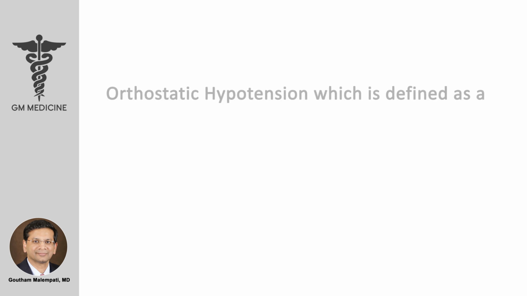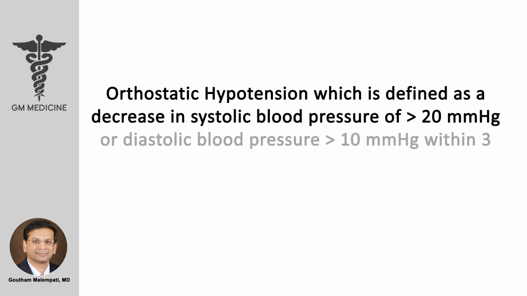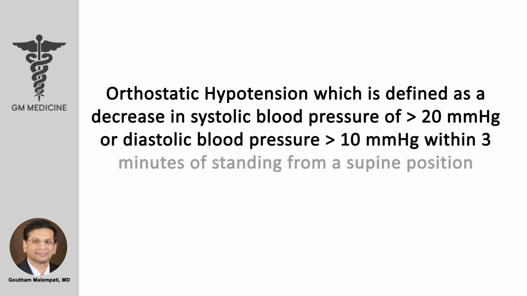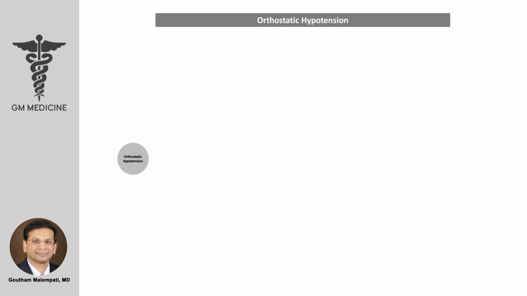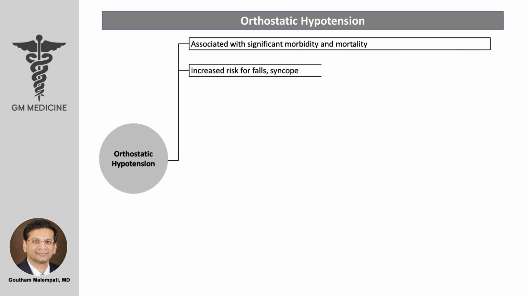Hi, today I will be talking about orthostatic hypotension, which is defined as a decrease in systolic blood pressure of greater than 20 mmHg or diastolic blood pressure greater than 10 mmHg within 3 minutes of standing from a supine position. Orthostatic hypotension is associated with significant morbidity and mortality. There is increased risk for falls and syncope.